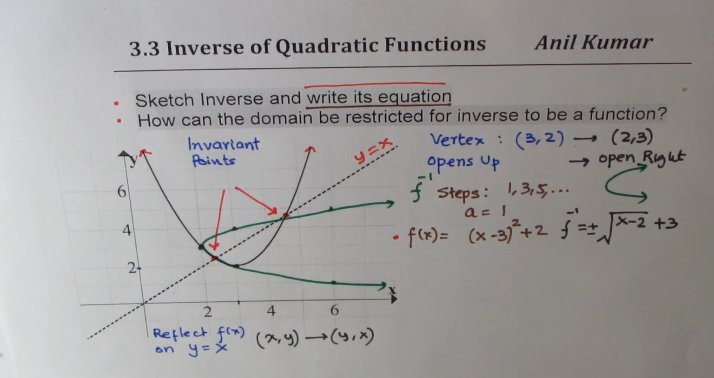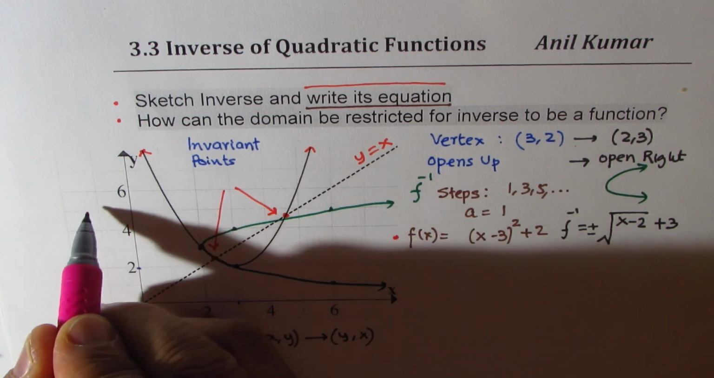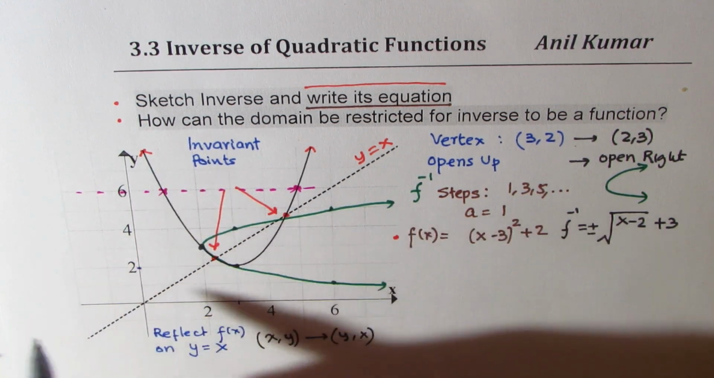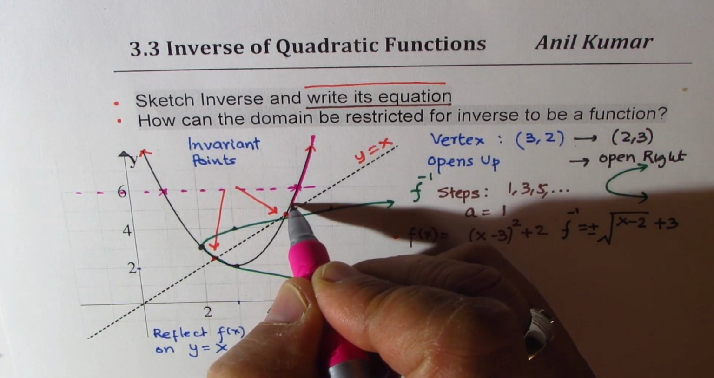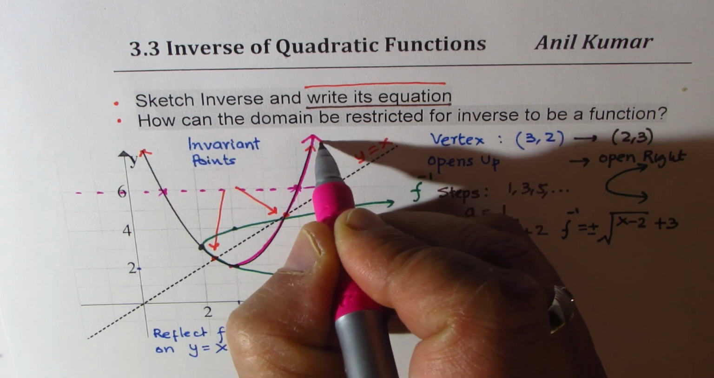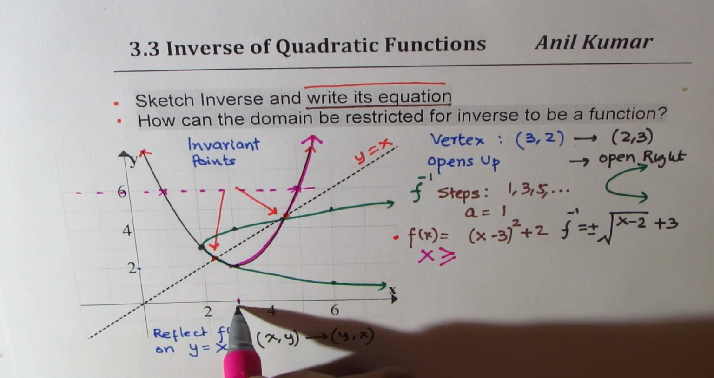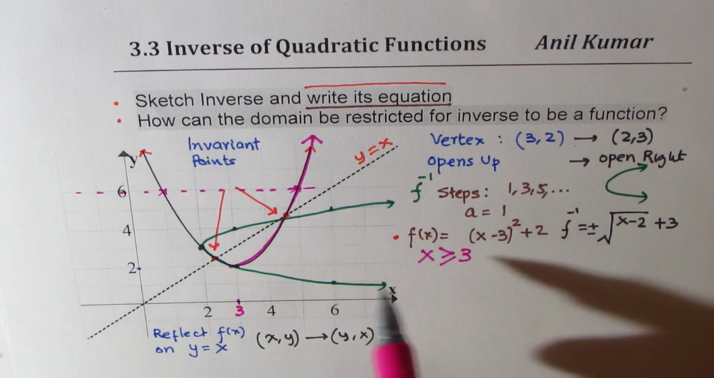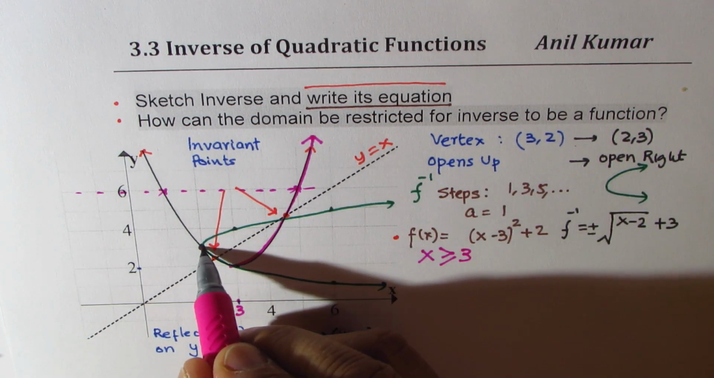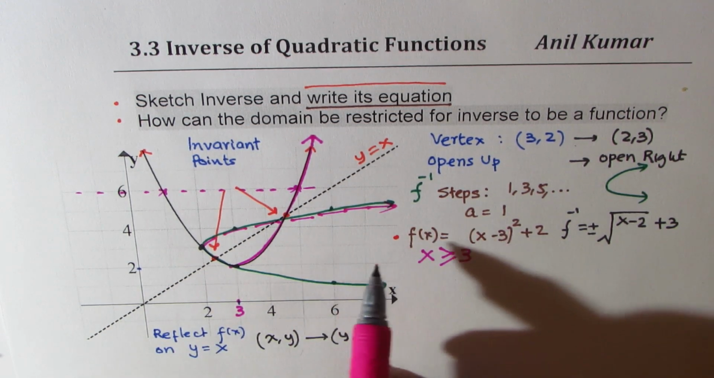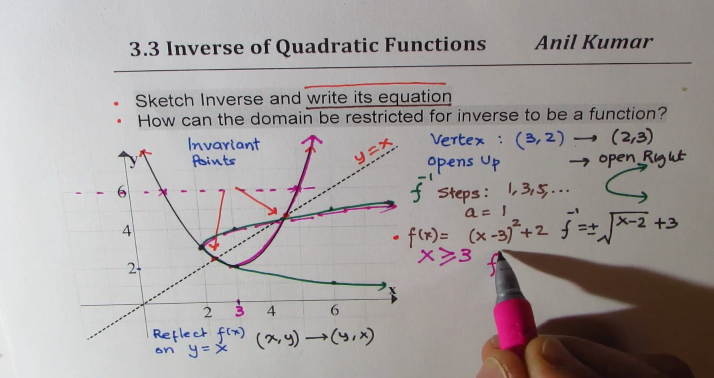Now the third part to this is, how can the domain be restricted for the inverse to be a function? Now to restrict the domain of the function, we have to see one arm only, since it fails the horizontal line test, right? So if I draw a horizontal line, let us say like this, the line crosses at 2 points. If I restrict my domain to one side of the parabola, let me restrict this domain to x values which are greater than or equal to 3. In that case, we'll get the inverse of the upper arm, which is this arm. You see that?